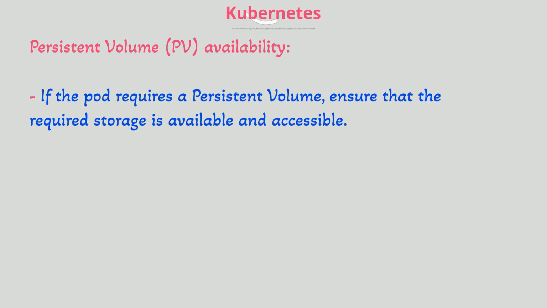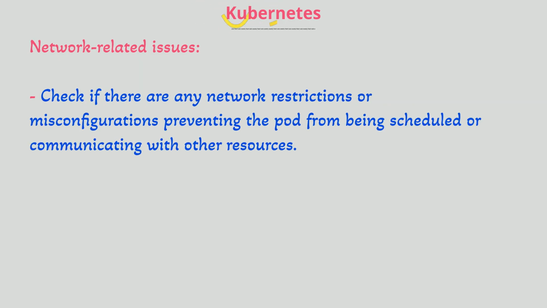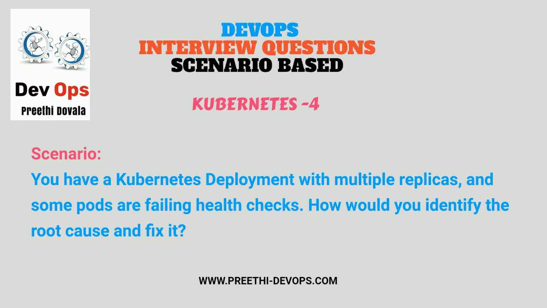Persistent volume, PV, availability. If the pod requires a persistent volume, ensure that the required storage is available and accessible. Network-related issues. Check if there are any network restrictions or misconfigurations preventing the pod from being scheduled or communicating with other resources. Scenario: you have a Kubernetes deployment with multiple replicas and some pods are failing health checks.